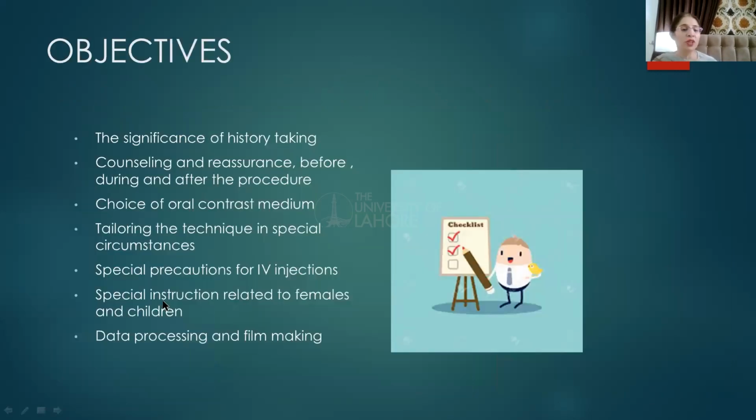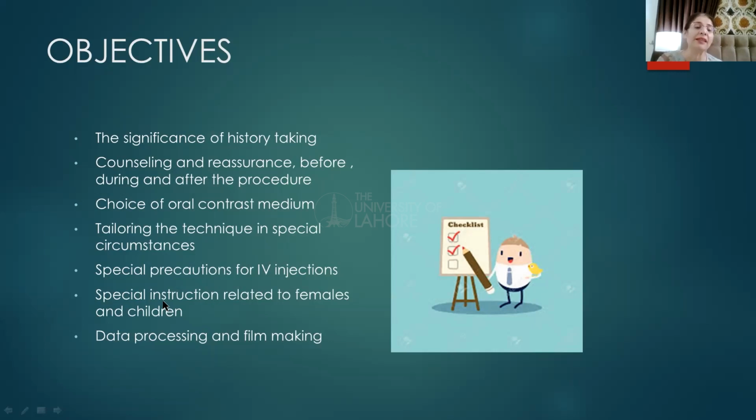My main objectives are, first and foremost, the significance of history taking, which Kiran has very beautifully outlined, the art of history taking, which we have long forgotten and need to revise. Then counseling and reassurance before, during, and after the procedure. The choice of oral contrast medium, a very interesting debate, and we all are still confused about which type of oral contrast medium should be used in what type of cases.